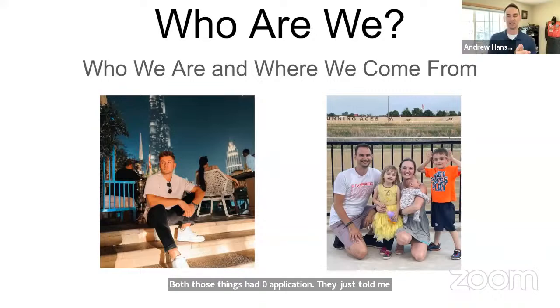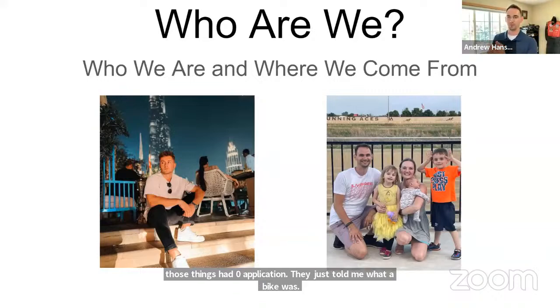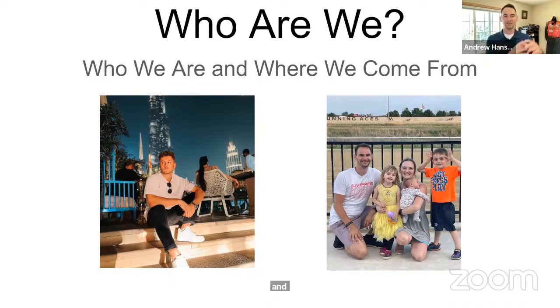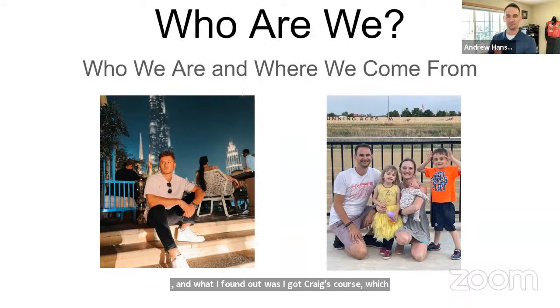And what I found out was I got Craig's course, which was way cheaper, and it didn't have a lot of fluff of information because Craig's not trying to bolster his ego about how much he knows. This is why Craig's stuff is always the same, because it works. How do you ride a bike? Sit on the seat, grab the handlebars, start pedaling. Any other questions?